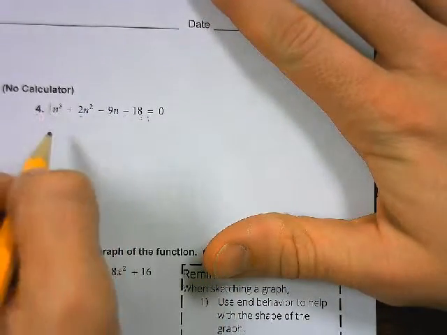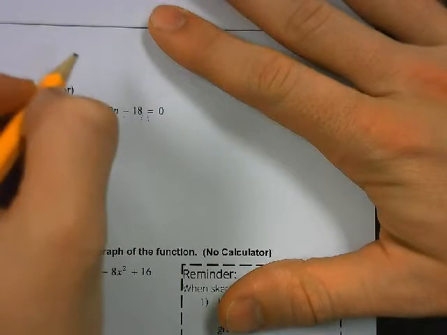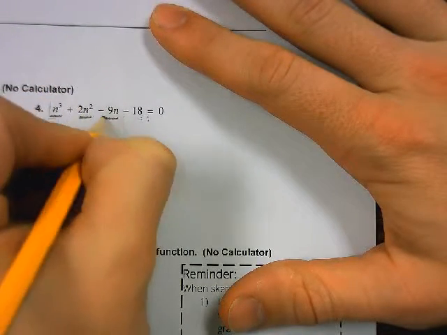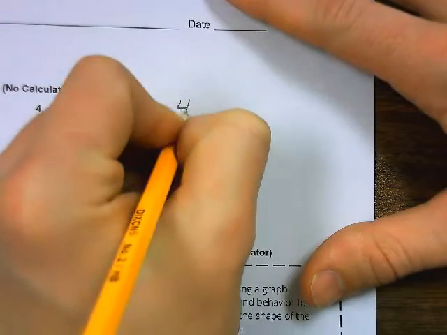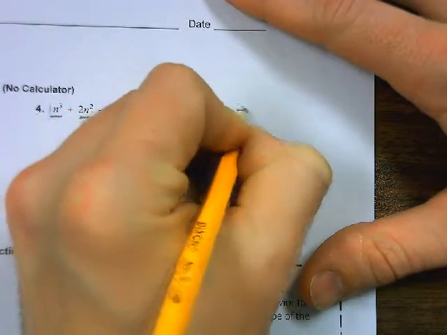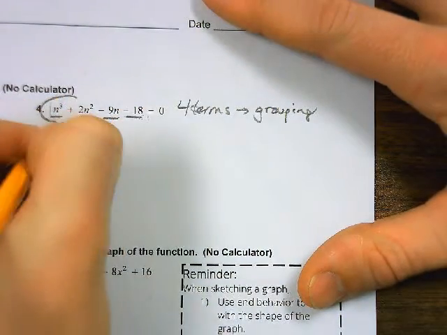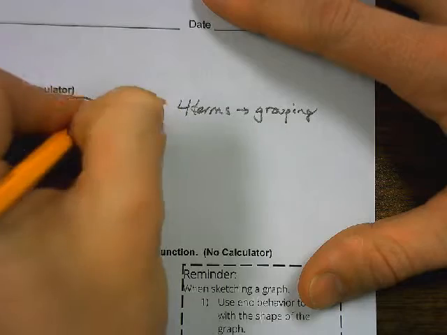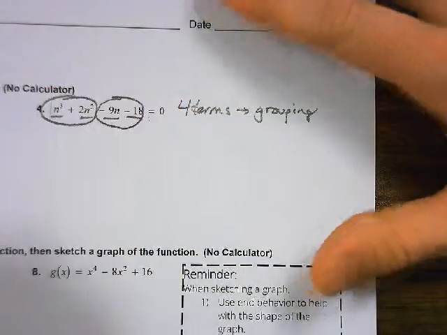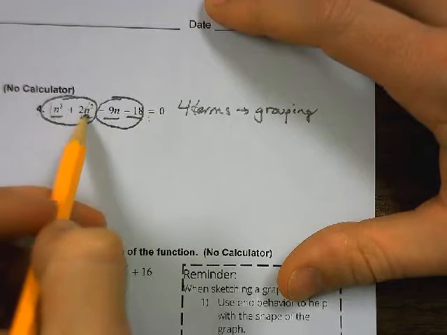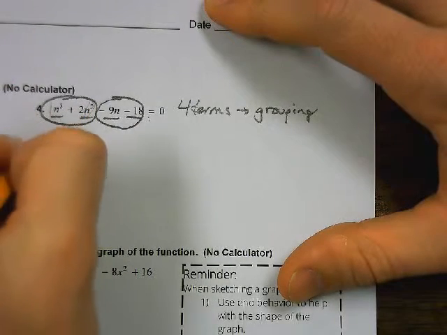So what I can use here when I don't have anything in common and I have 1, 2, 3, 4 terms, I can use the grouping method. Grouping method means that I can select 2 of my terms and try to group them together into factors. So here I can divide by an n squared, and this would be n plus 2.